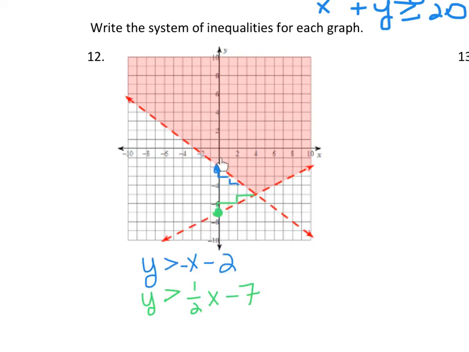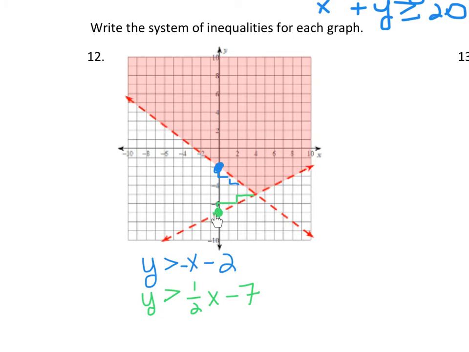Okay, so the first line I wrote an equation for was this one right here. And so the y-intercept for this line is -2. So here's my -2. And the slope of my line is -1, -1x. So y is greater than -x minus 2. It's shaded above the graph, that's why it's greater than. And it's not equal to because it's a dashed line. Okay, what about the other one?